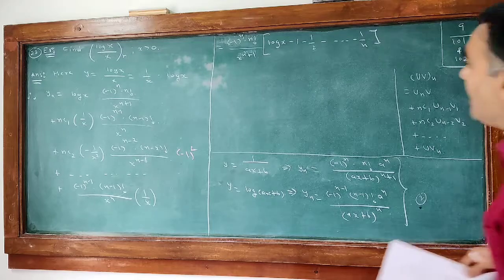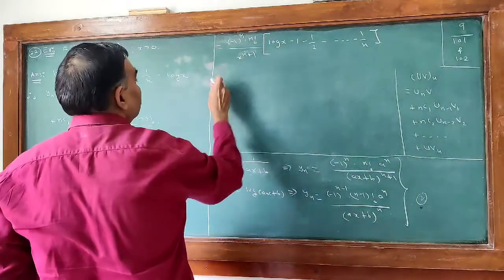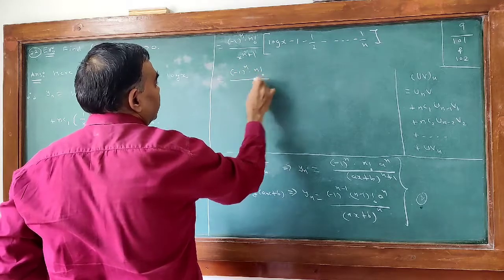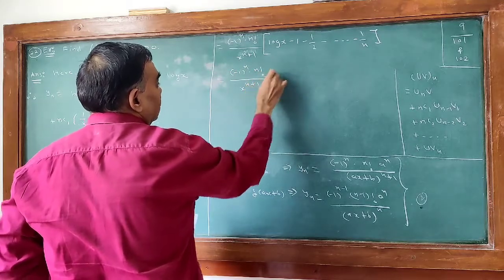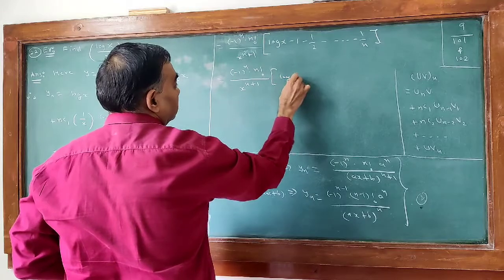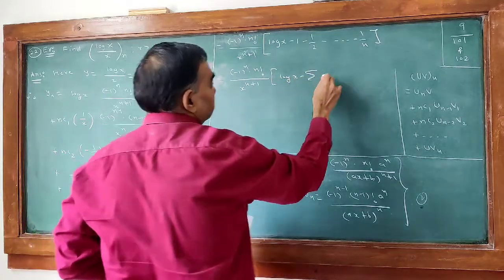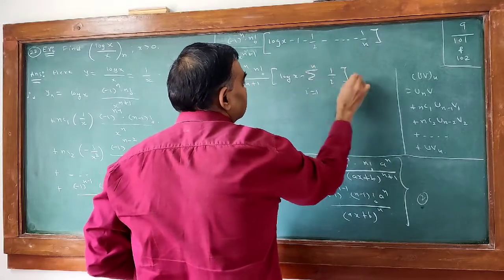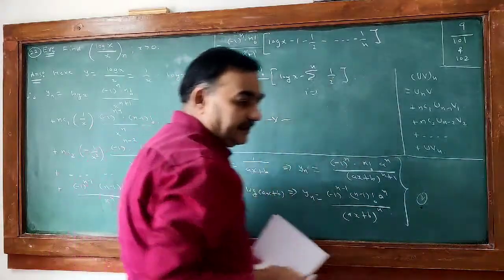Therefore, this is equal to minus 1 raised to n factorial, and this will be the final answer.